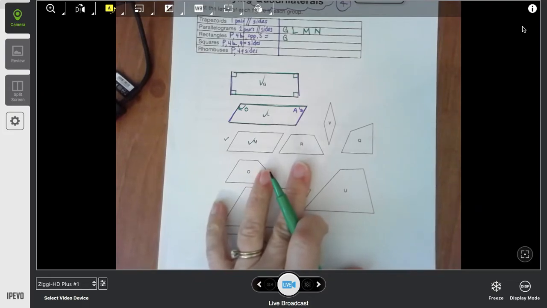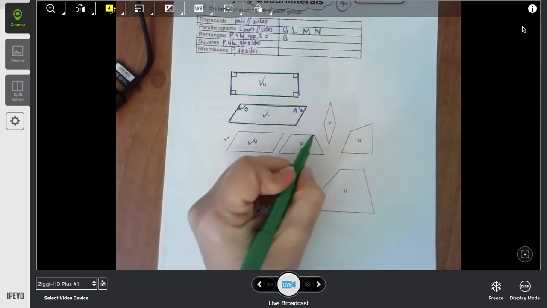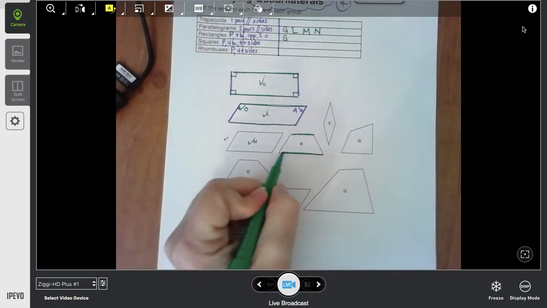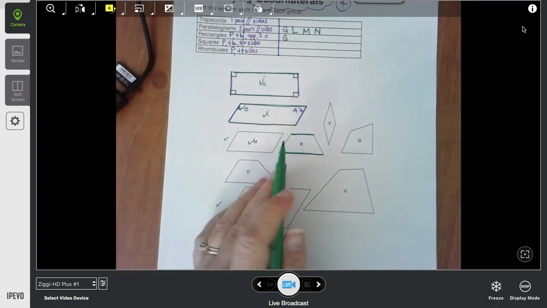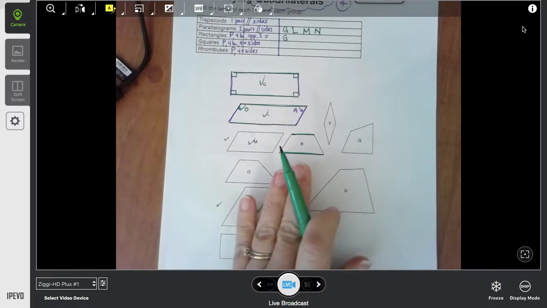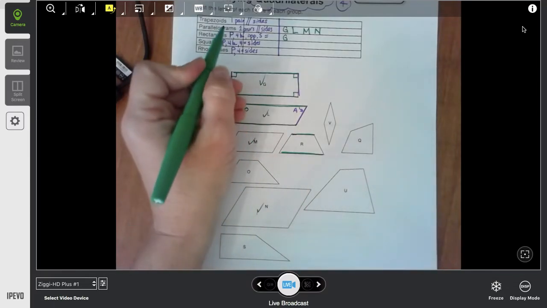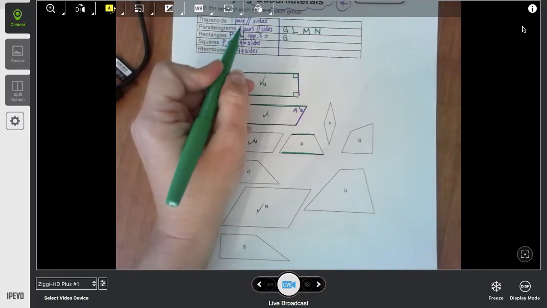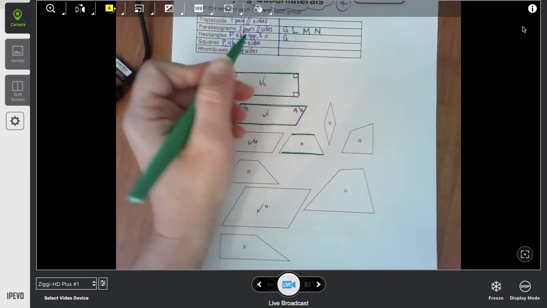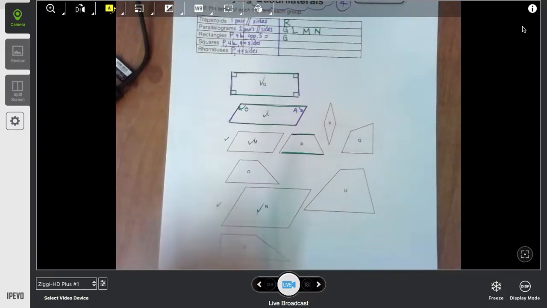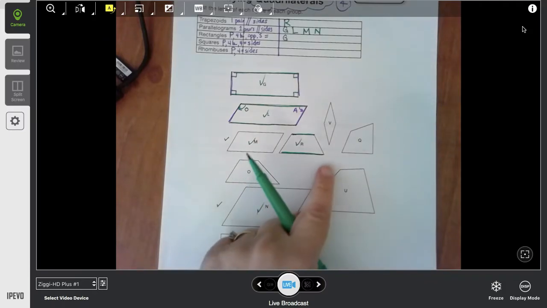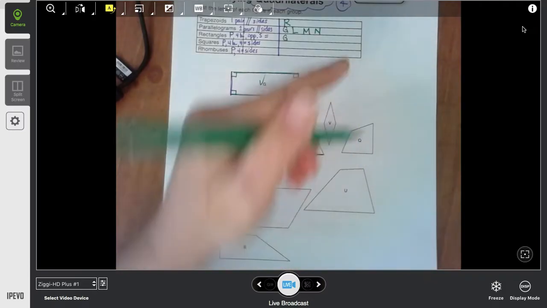All right, let's look. Does it have one pair of parallel sides? The only sides that are parallel are the top and the bottom one. These are not. So as soon as I notice there's only one pair of parallel sides, bam, that's it. Everything else is a parallelogram. So R is a trapezoid. Do you notice any other trapezoids on the paper with only one pair of parallel sides? What about Q? Well, let's see.